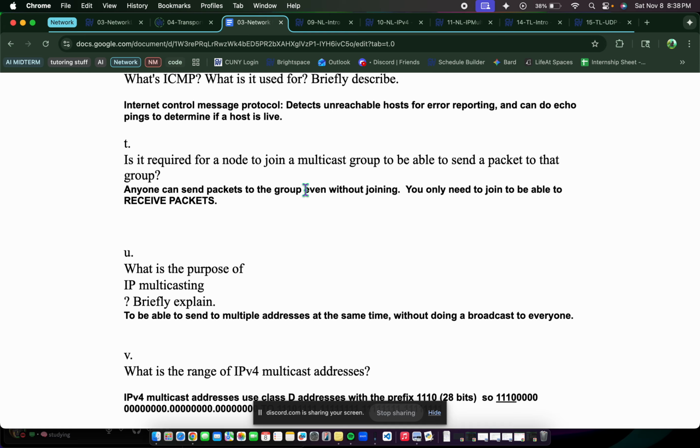Is it required for a node to join a multicast group to be able to send a packet to that group? The key here is anyone can send to the group, but only those in the group can receive. It's like you have to join the club to receive mail from them, but anyone can send mail to these people.